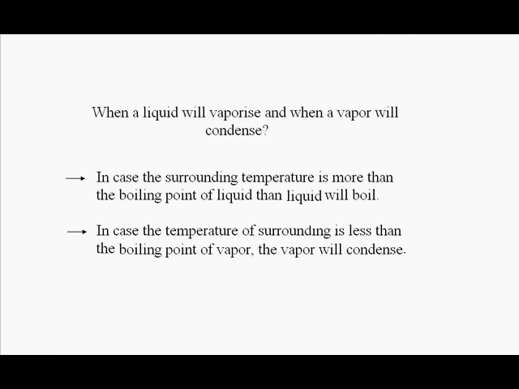Now let us understand when a liquid will boil and when a vapor will condense in case left in the surrounding. See, in case the surrounding temperature is more than the boiling point of liquid, then liquid will boil. For example, we know that boiling point of water at 1 bar pressure is 100 degree centigrade. So in case we want to boil water, then we have to heat it up to the temperature of 100 degree centigrade.